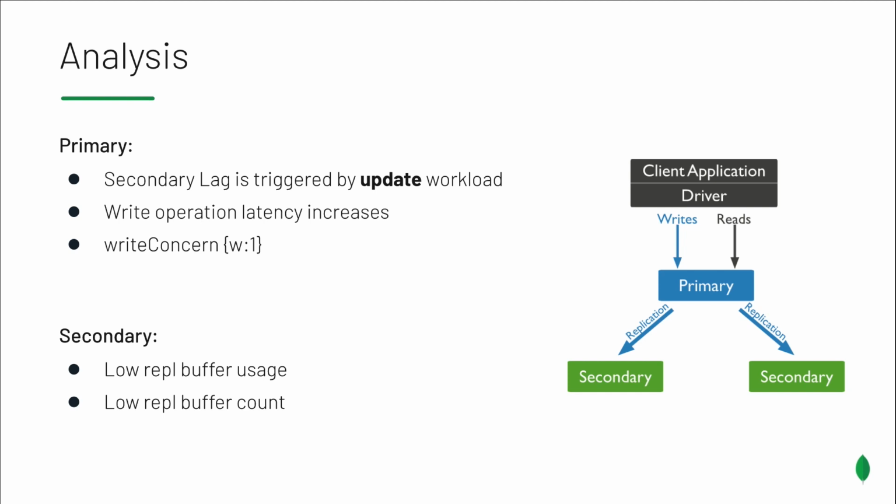Now, on the secondary node, we can see low replication buffer size and count. These are the size and the number of counts for data stored in the local replication buffer to be applied on the secondary node. Small values during periods of lag indicate a problem fetching data from the sync source, which is the primary in this case. It is, however, not having trouble applying the data on itself. In such a case, you will see the buffer is full when the secondary is struggling to apply data.